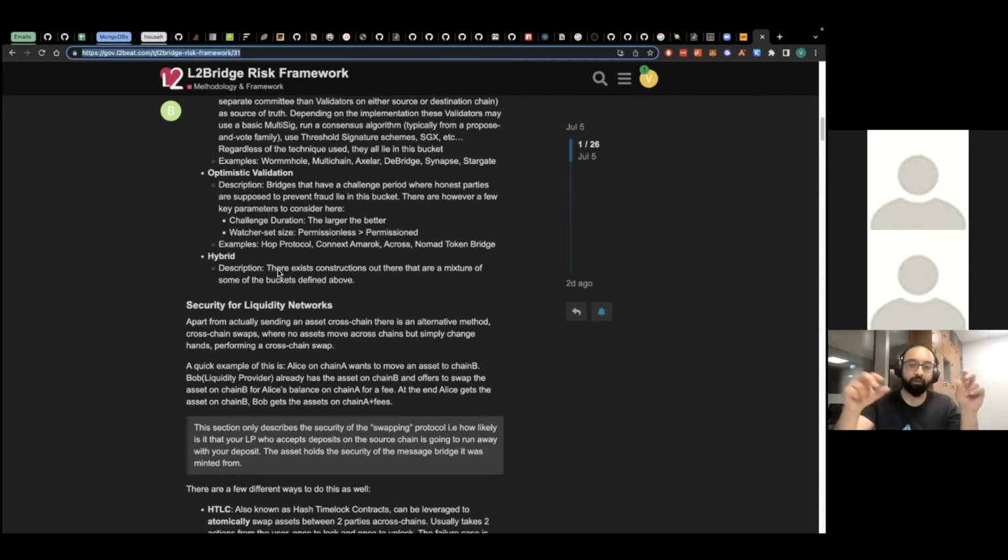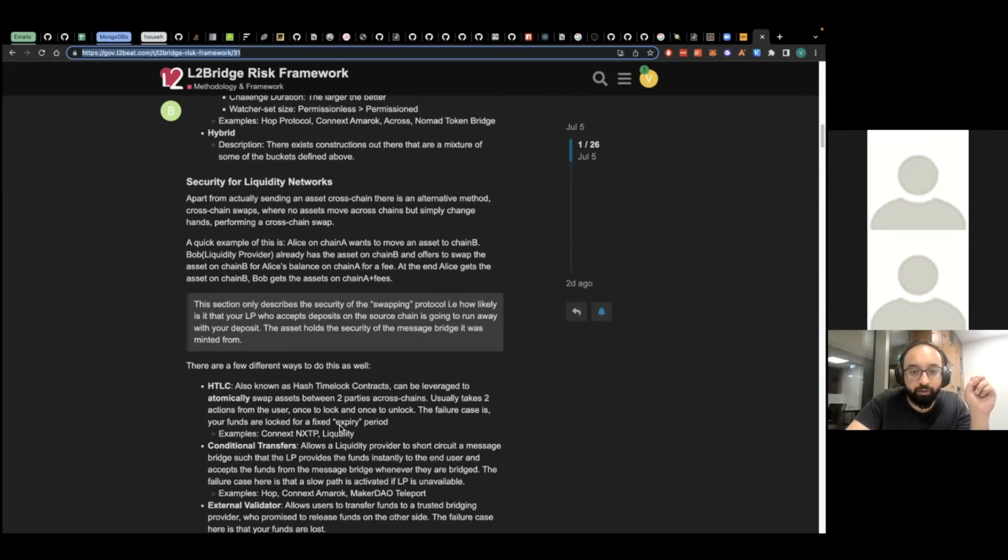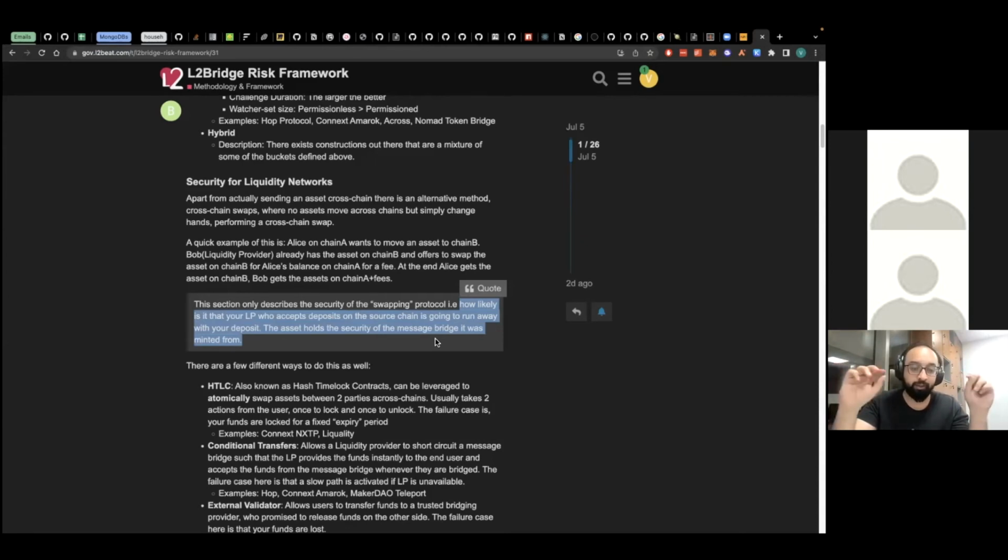But these liquidity networks operate on a level above. Message bridges have their own security, they mint their own tokens, and the tokens inherit the security of the message bridge. But when we talk about security for liquidity networks, we're essentially talking about how secure the swap itself is. We are essentially answering the question of how likely is it that the LP who accepts your deposit on the source chain is going to run away with your money. The assets that are being swapped still hold the security of the message bridge itself.